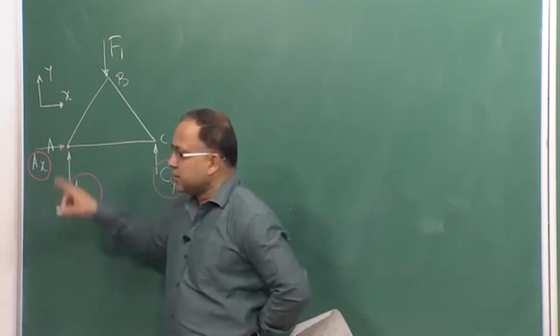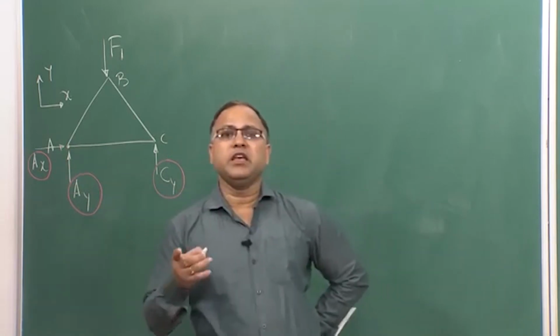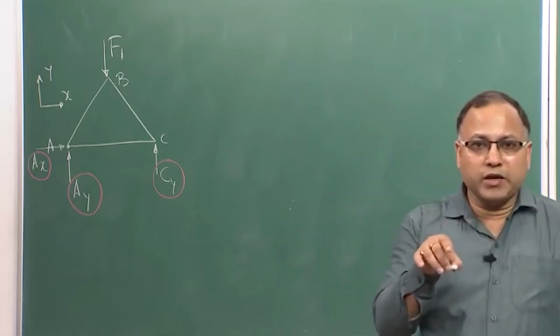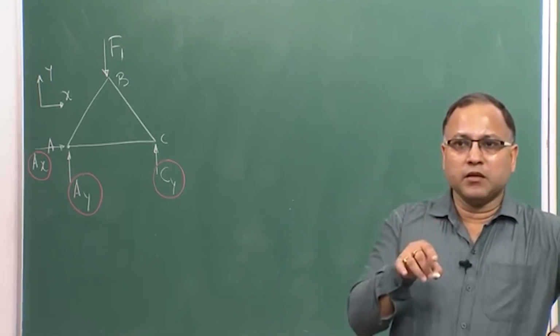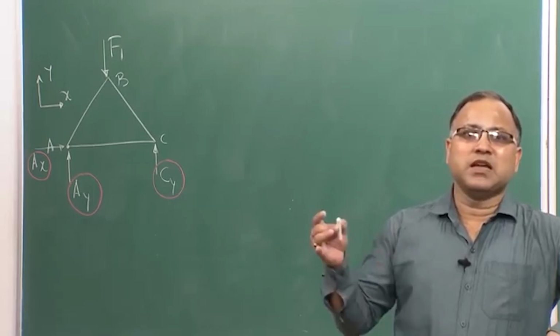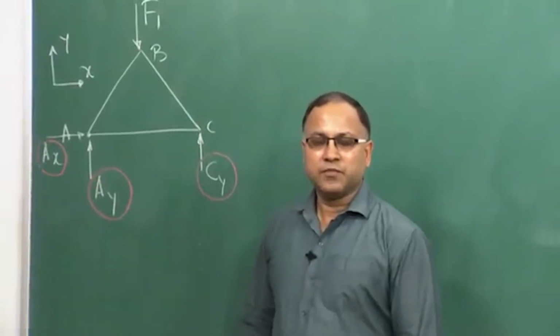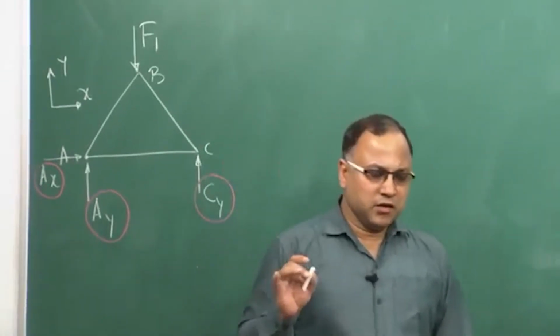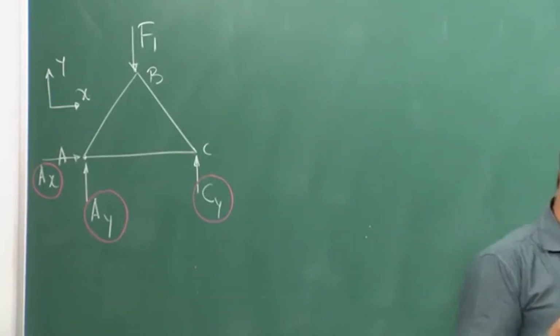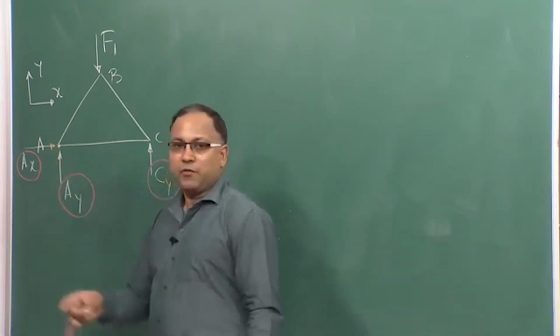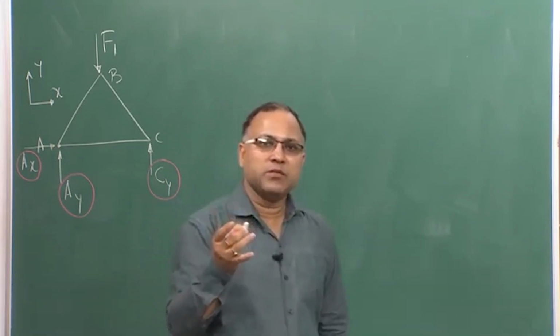So, at this joint basically how many equations of equilibrium are available with you? Because at that point, if you consider the moment equilibrium condition here, it will give you the trivial solution, right. So, that I do not want, I want some non-trivial solution. So, at that joint basically you have only two equations of equilibrium available with you.